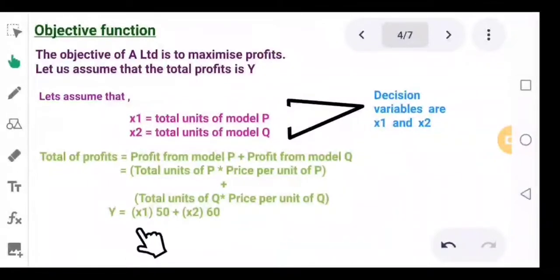That's why x1, x2, that is the quantities of P and Q, would be the decision variables, because these decision variables x1 and x2 can help you achieve your objective of maximizing profits. This x1 and x2 are decision variables because they help you take the main decision that will help you achieve the objective of maximizing profits.